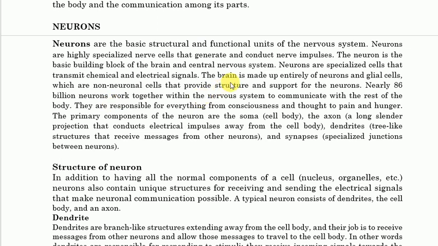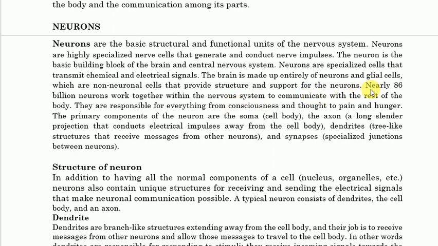Kwa hiyo the brain is made up entirely of neurons and glial cells. So brain yote, unaposikia ubongo, ubongo is neurons. So it's made up of neurons and glial cells, which are non-neural cells that provide structure and support for the neurons. So glial cells pia tunaenda kuziona. Ndizo ambazo tunasema neuroglia. Neuroglia sometimes are called glial cells. So glial cells zenyewe sio neurons, ila zina support neurons. Kwenye ubongo kuna neurons pamoja na glial cells only. Ni two types of cells only zinazotengeneza ubongo.